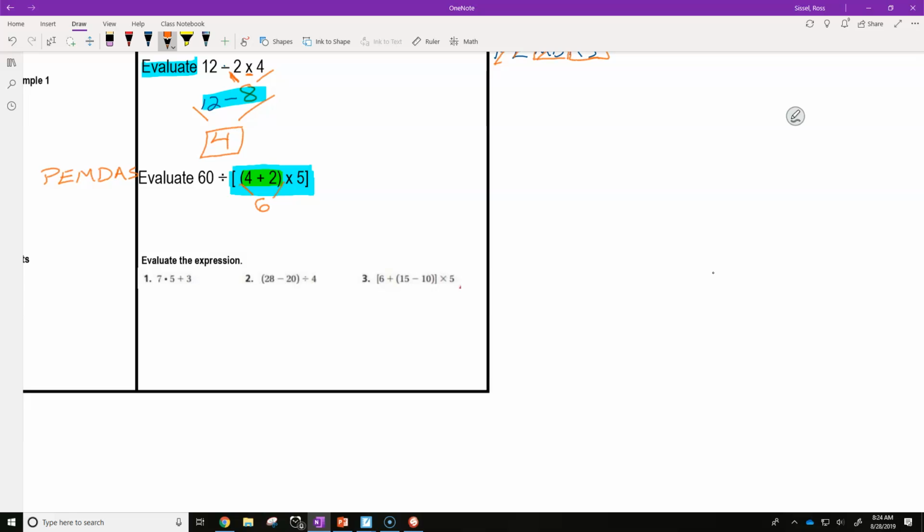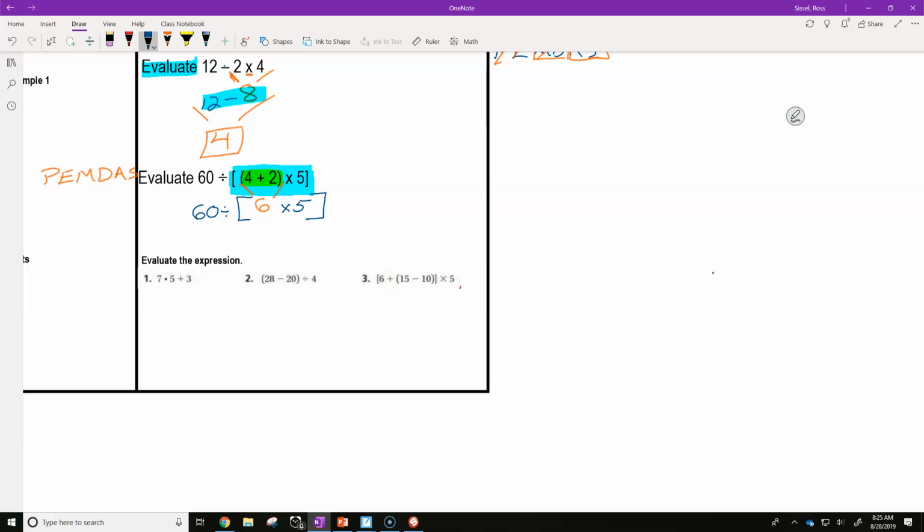Here's the important thing you must do. We are going to continue to rewrite the entire equation. Do I have to put the 6 in parentheses? No, because it's the only number left. It's been simplified. So I now have 60 divided by, the bracket stays, 4 plus 2 is 6, times 5, bracket.